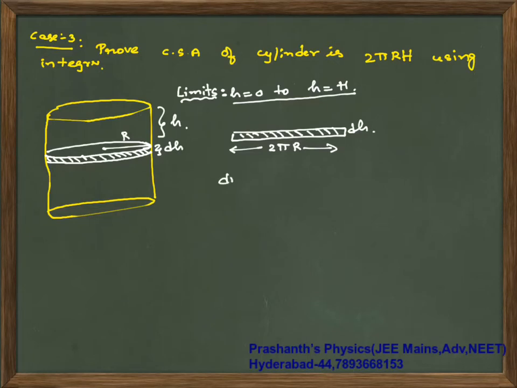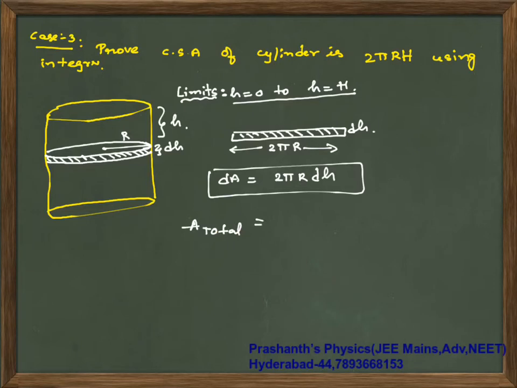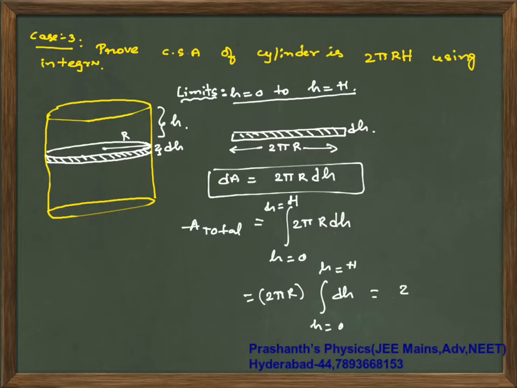Okay, so small area dA is 2 pi r into dh. So now to get total area, A total is integral of 2 pi r times dh from where to where, means h equal to 0 to h equal to capital H. 2 pi r is constant, so that will give you 2 pi r times integral dh from h equal to 0 to h equal to capital H. That will give you 2 pi rh. Okay, so this is how you are supposed to take this strip for cylinder.